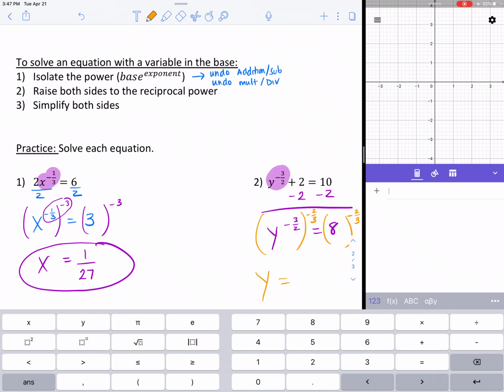So we get y equals 1 over, because of that negative exponent again, and it's going to be 4. In the calculator, I'm going to press 8 and then the exponent, negative 2 divided by 3, and you get the 1/4.